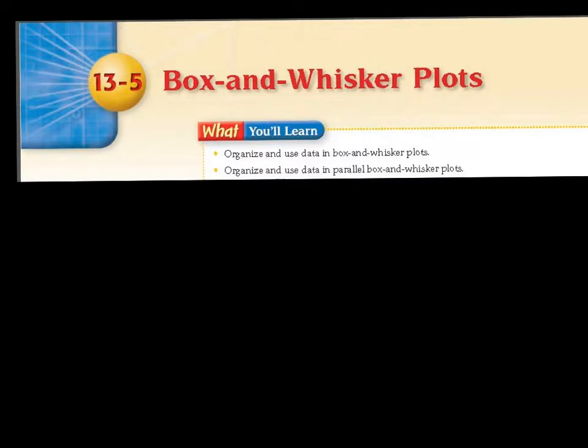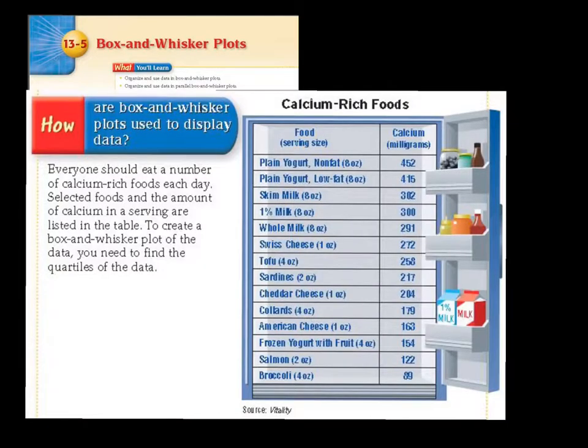Lesson 13.5, we're looking at box and whisker plots. You'll learn to organize and use data in box and whisker plots and organize and use data in parallel box and whisker plots. How are box and whisker plots used to display data?